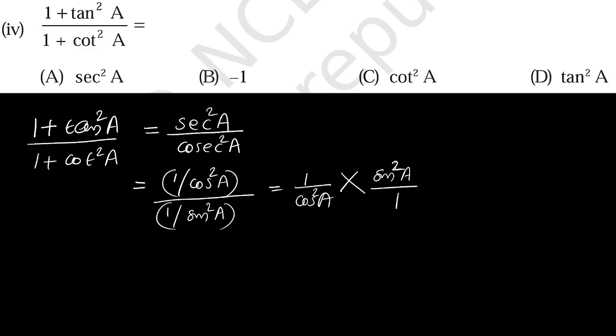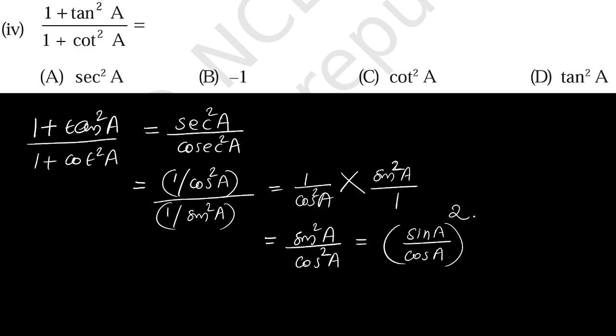Let me complete it. After that, you can ask me doubts. Lina, if you don't understand, please ask me. 1 into sin square a, sin square a. 1 into cos square a, cos square a. Sin square a by cos square a. Can I write like this? Actually, this step is not required, but let me write it, otherwise you will have confusion.